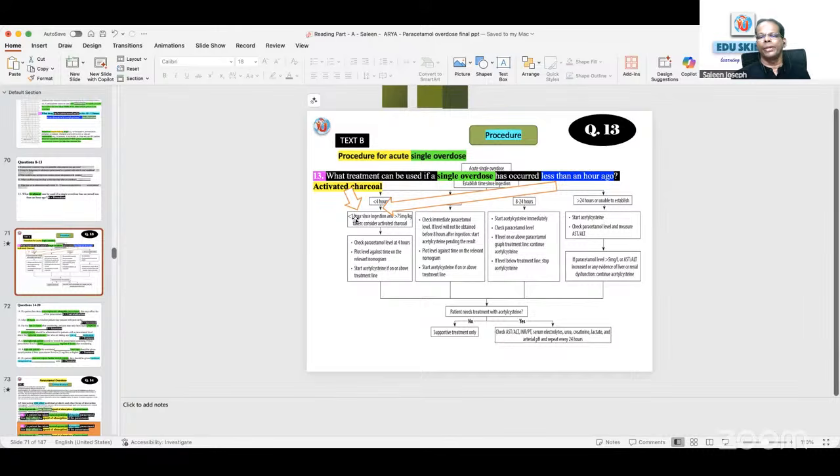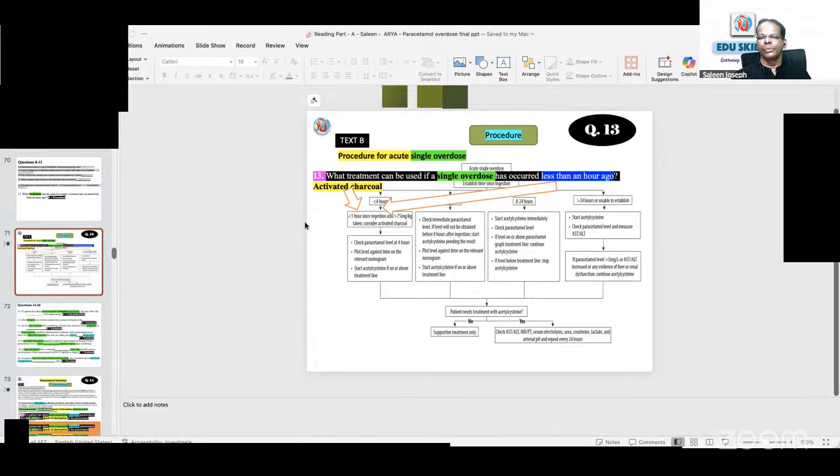That's why I said the duration and numbers are very important. Since the question speaks about less than an hour, when there is a number or duration, immediately search for the number or duration. Less than 1 hour must be under less than 4 hours, right? Yes. So that is one clue. Immediately come here, 1 hour since ingestion. What treatment can be used?